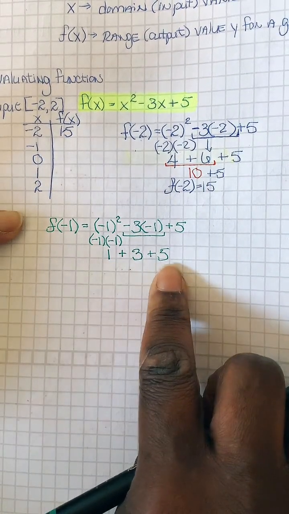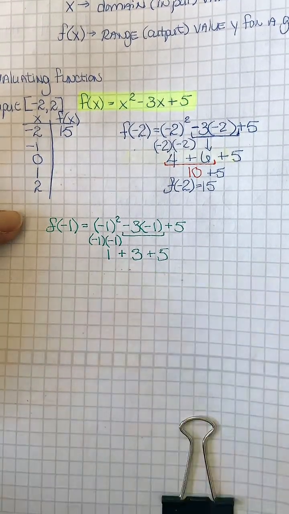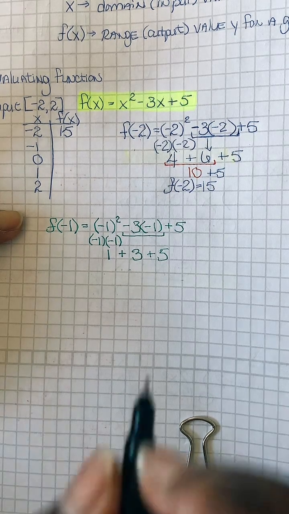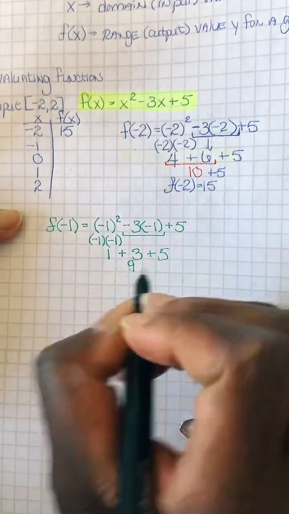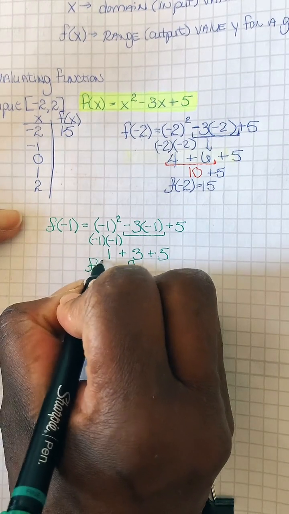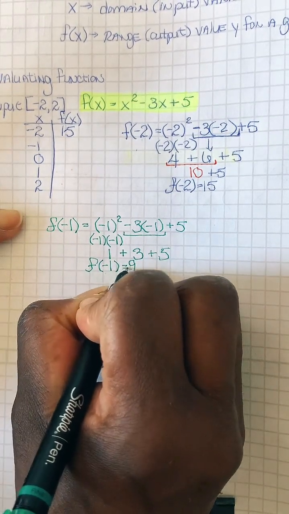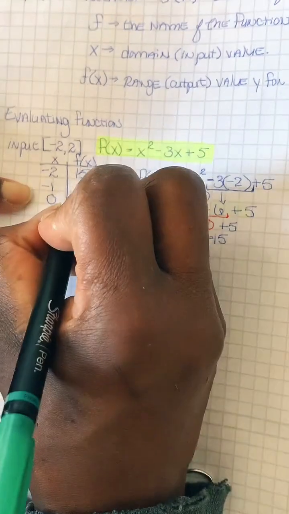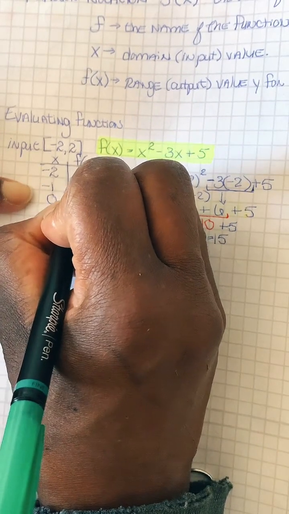So from left to right, what will my result be? Good. We're all going to get 9. So that means my f of -1 is equal to 9. Where I have my -1, we have our answer of 9.